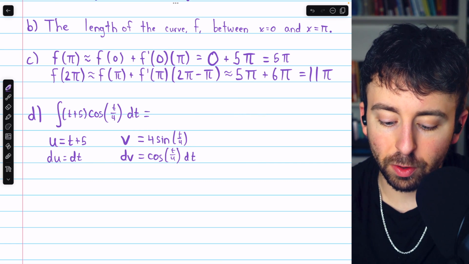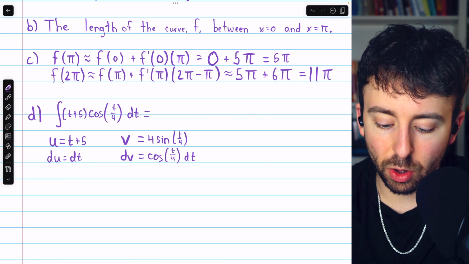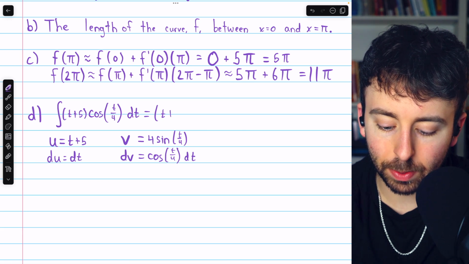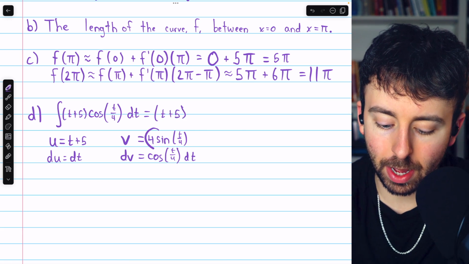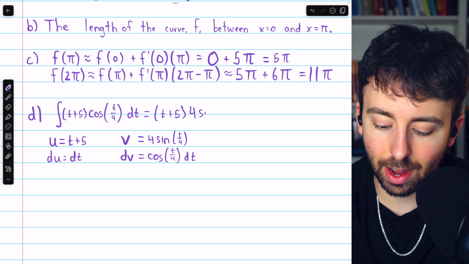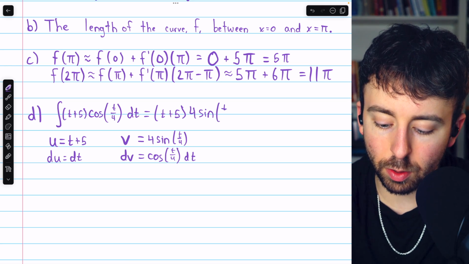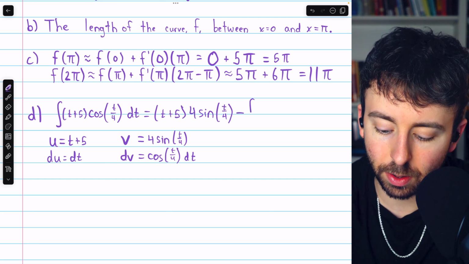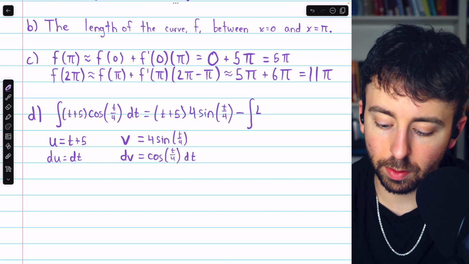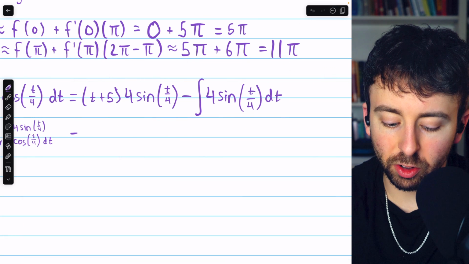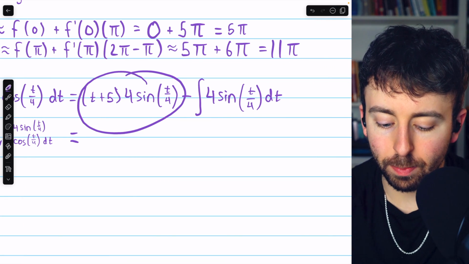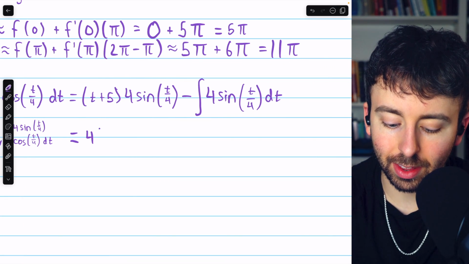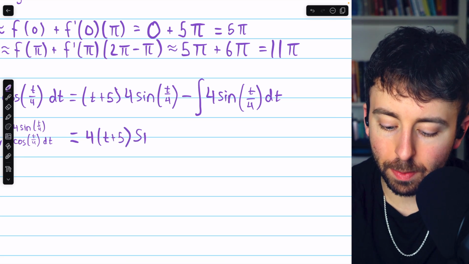So applying the integration by parts formula, this will be uv, so t plus 5 multiplied by v, which is 4 sine of t over 4, uv, minus the integral of v du. So finishing up this evaluation, I'll go ahead and put the 4 first, just because I think that looks better. So 4 times (t plus 5) multiplied by sine of t over 4.